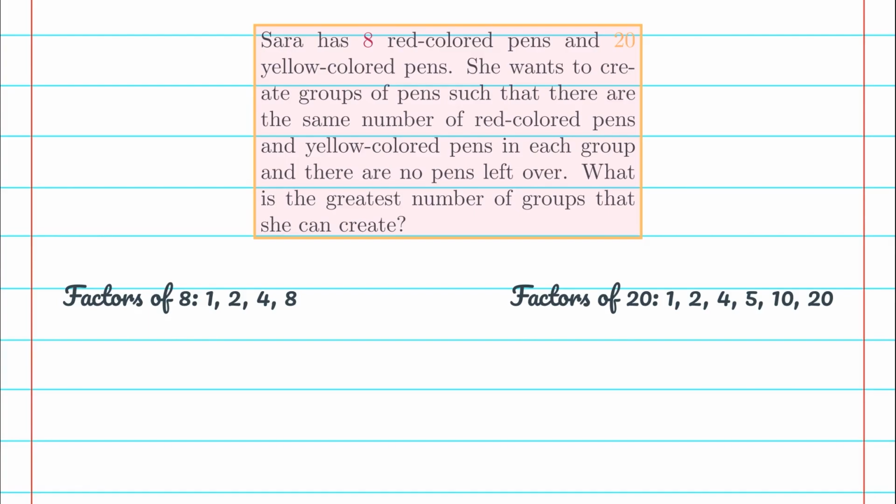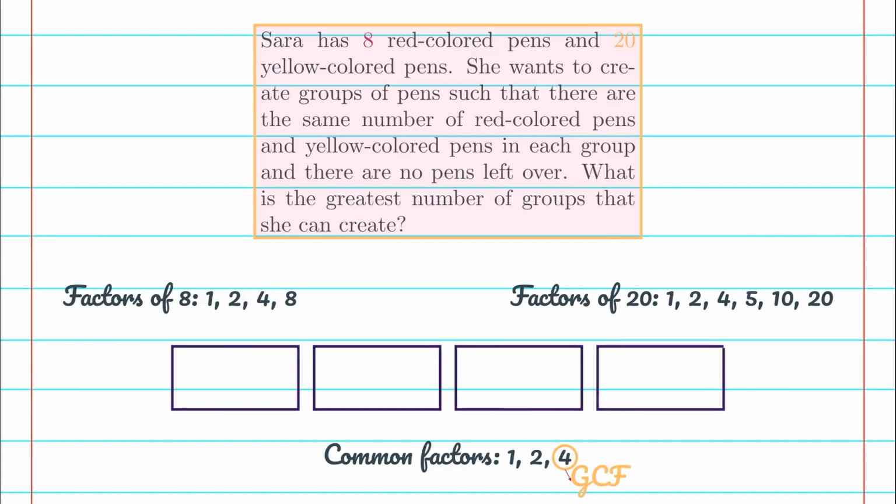Common factors these numbers share are 1, 2, and 4. And as you can see, the largest number among these numbers is 4. Therefore, Sarah can create a maximum of 4 groups of pens.